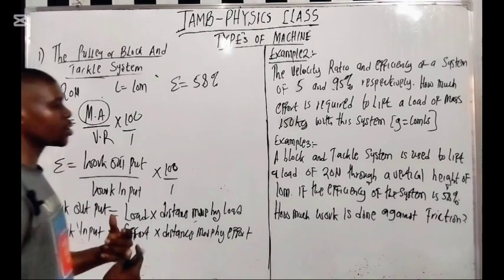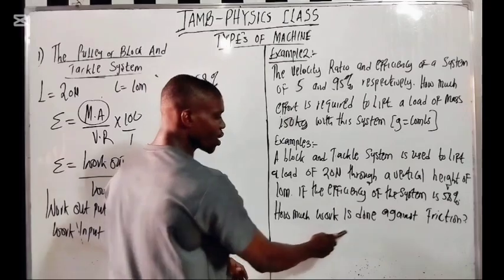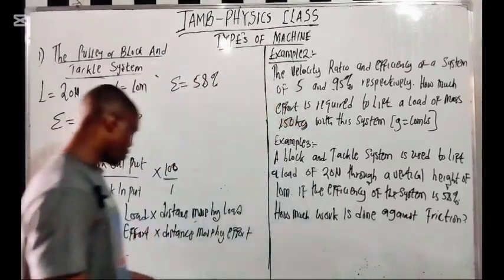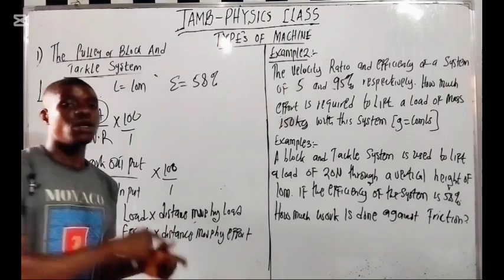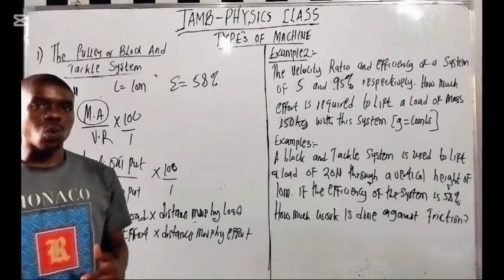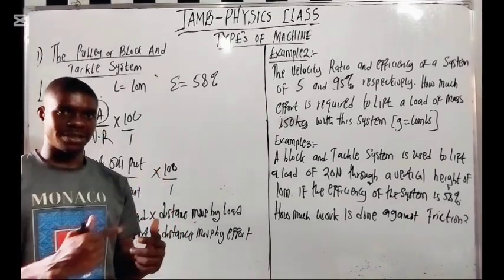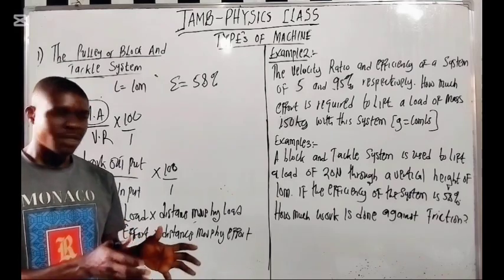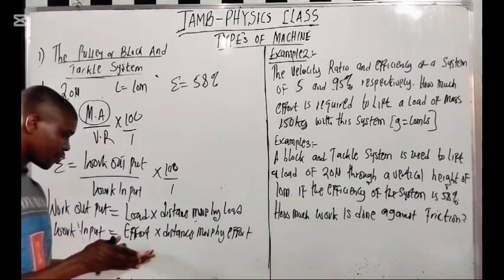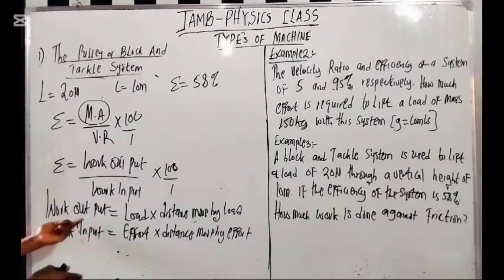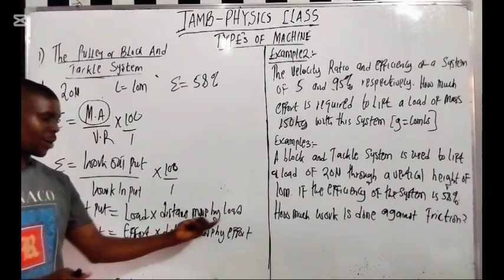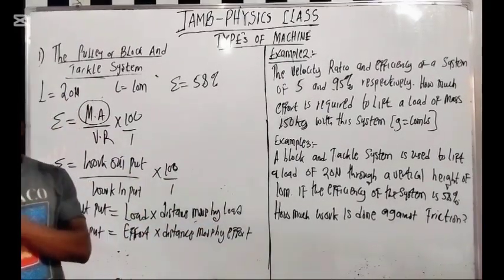What they want us to look for is how much work is done against friction. The work you put in to overcome the load is the effort you put in. So remember, work input is equal to effort times distance moved by effort, and work output is load times distance moved by load. This is what you need to understand.